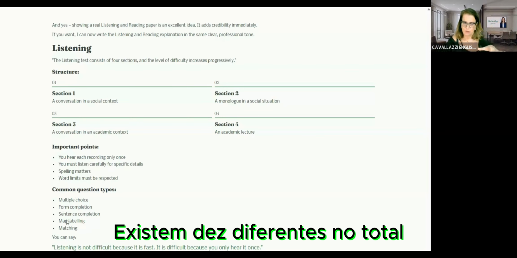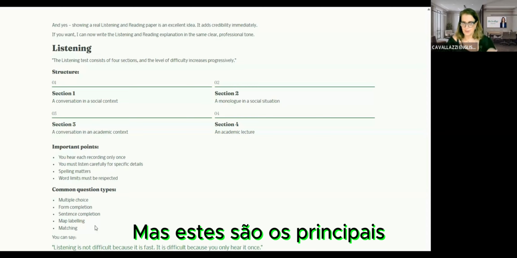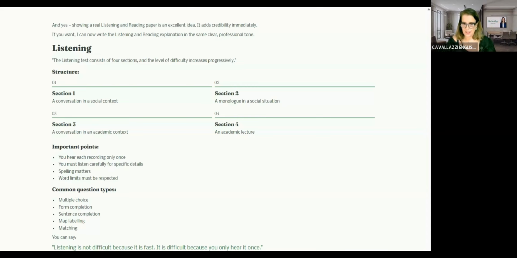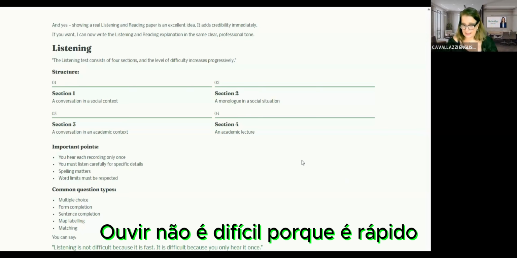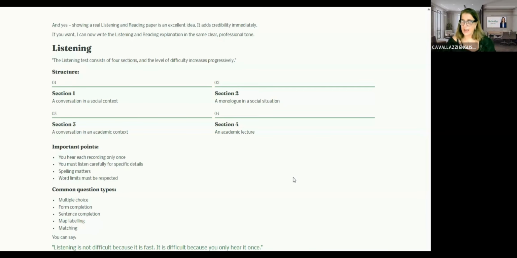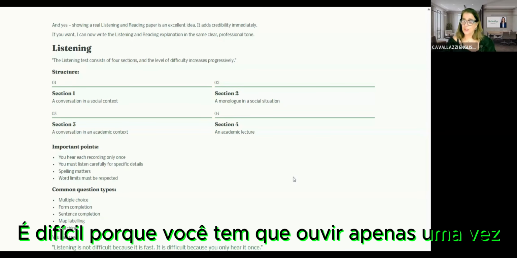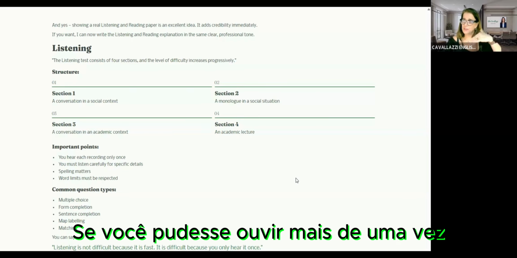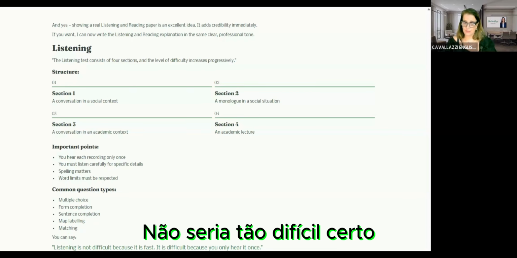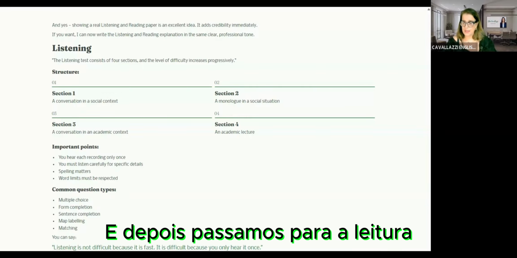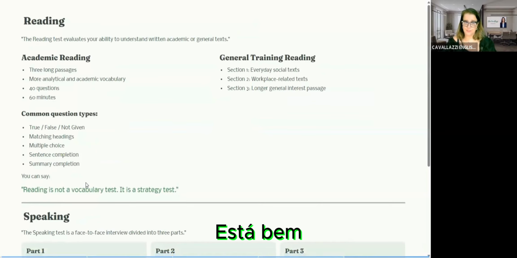There are 10 different ones in total, but these are the main ones. Listening isn't hard because it's fast. It's hard because you have to listen only once. If you could listen more than once, it wouldn't be so hard, right? And then we move on to reading, okay?